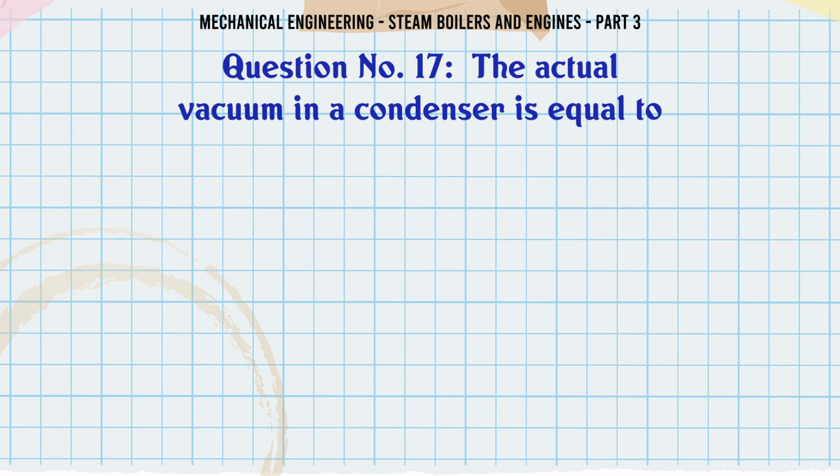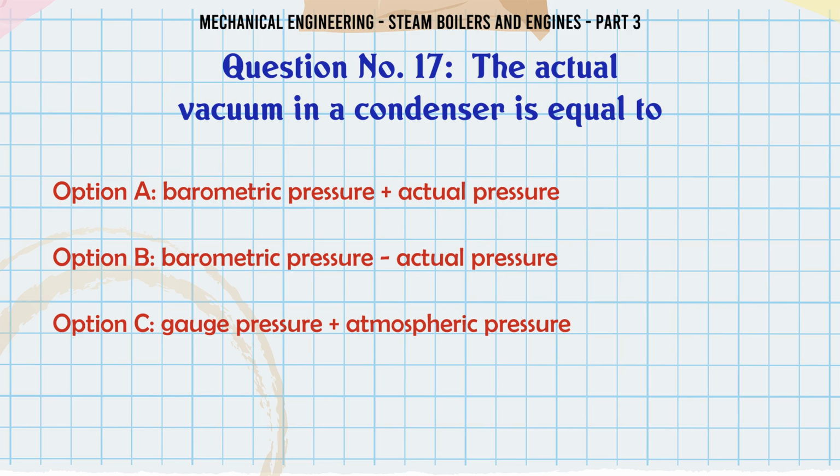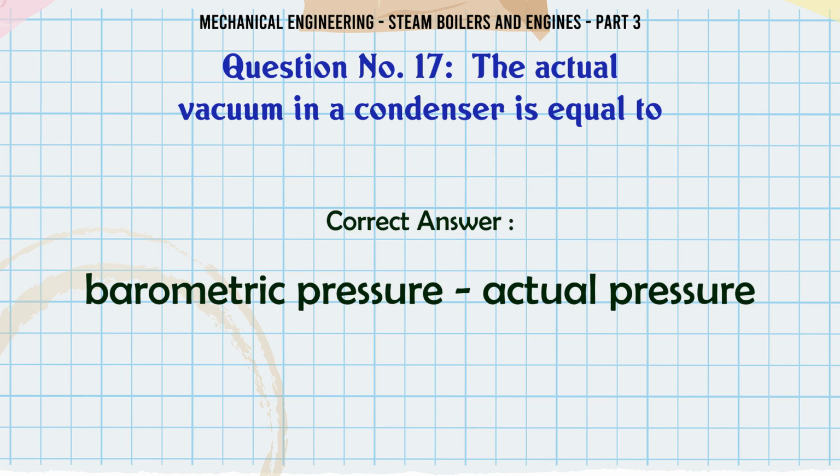The actual vacuum in a condenser is equal to A. Barometric pressure minus actual pressure, B. Barometric pressure plus actual pressure, C. Gauge pressure minus atmospheric pressure, D. Gauge pressure plus atmospheric pressure. The correct answer is barometric pressure minus actual pressure.